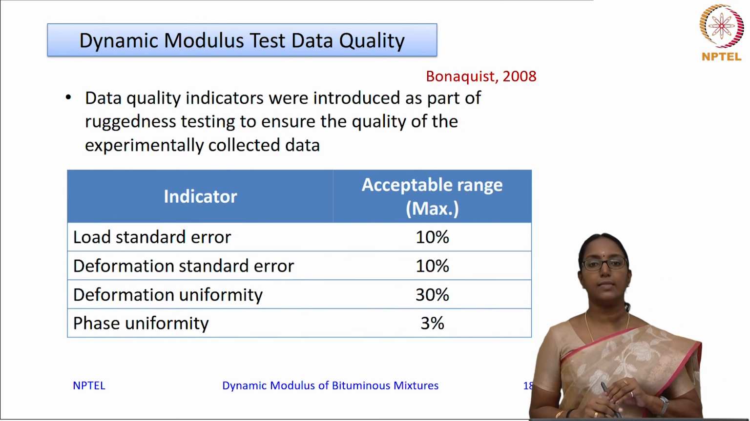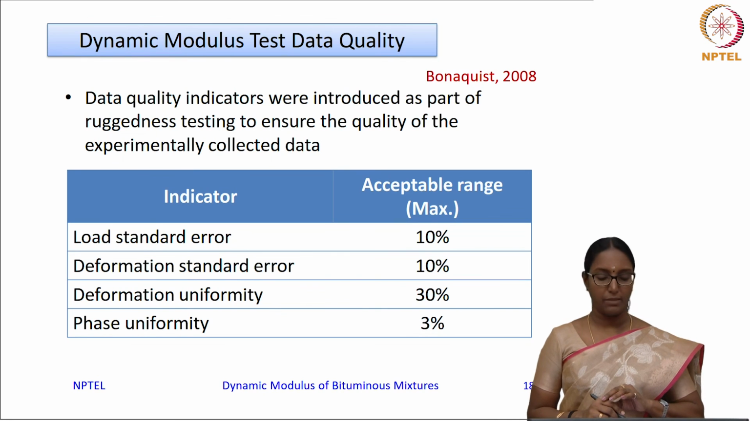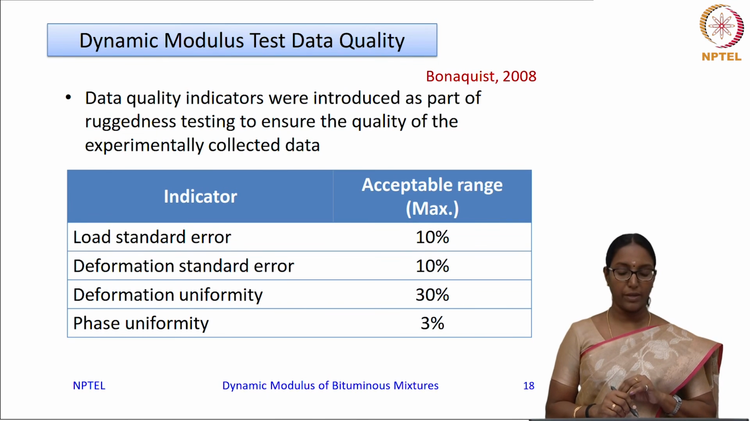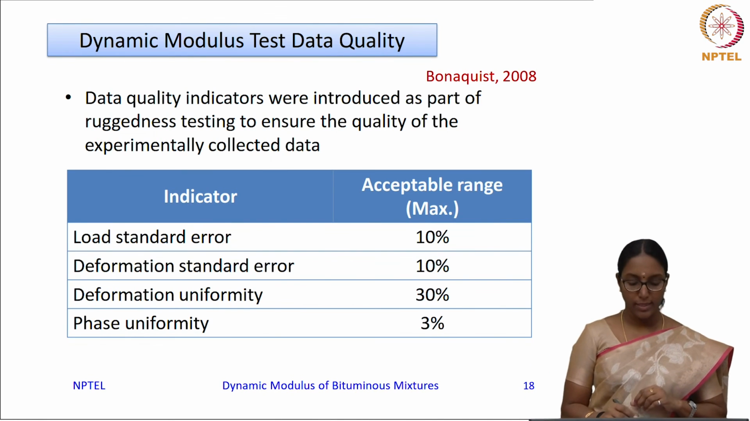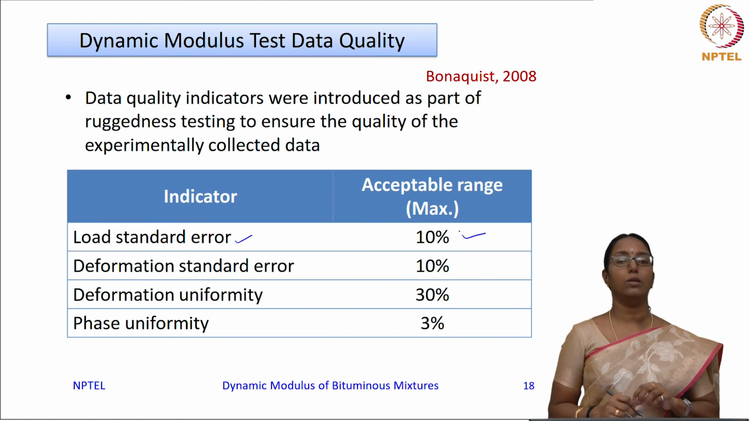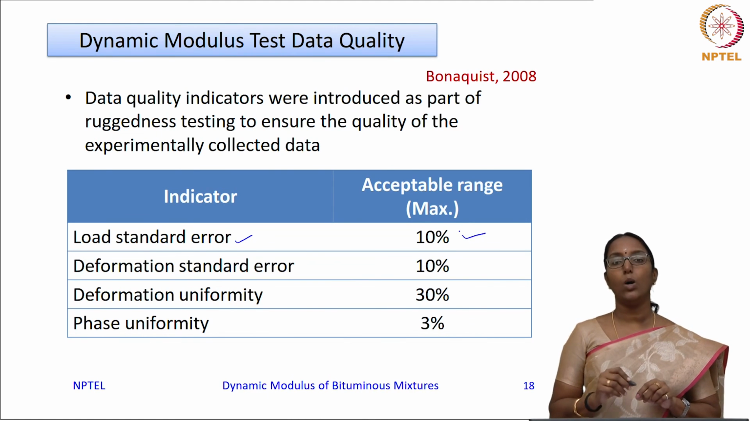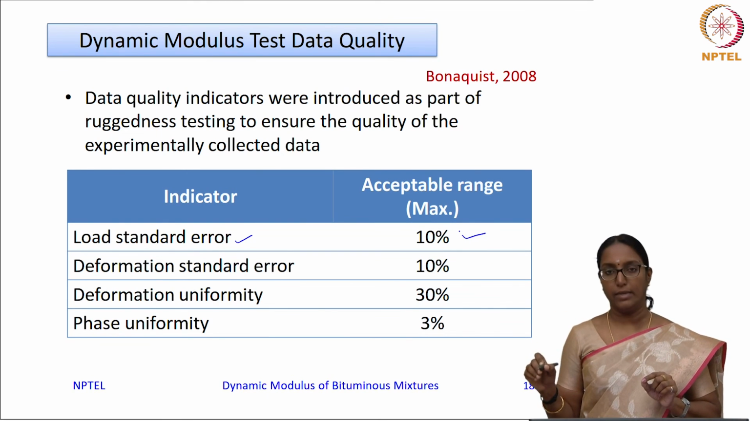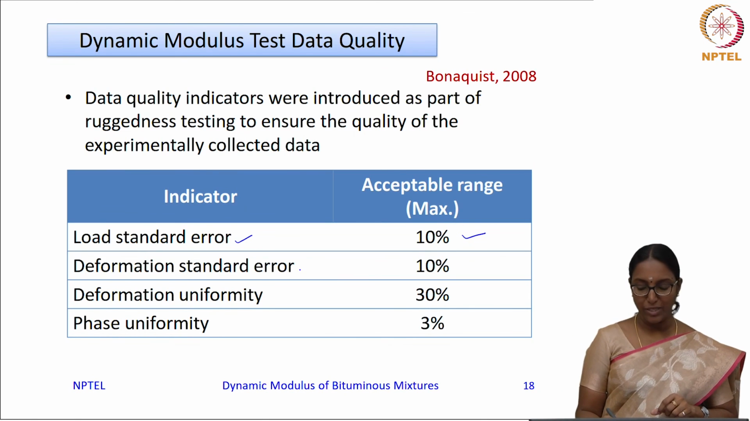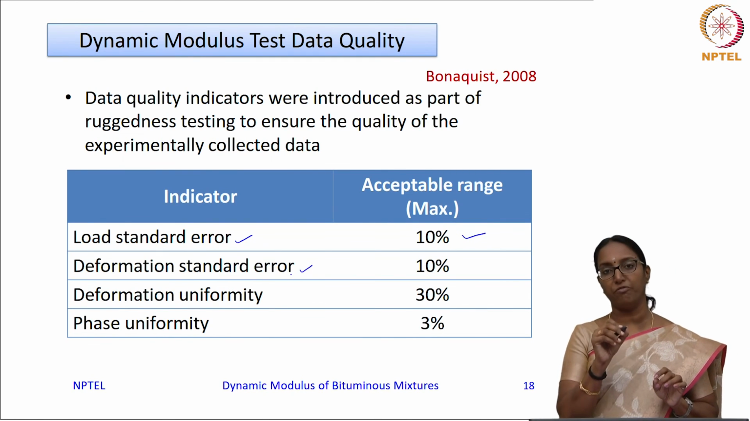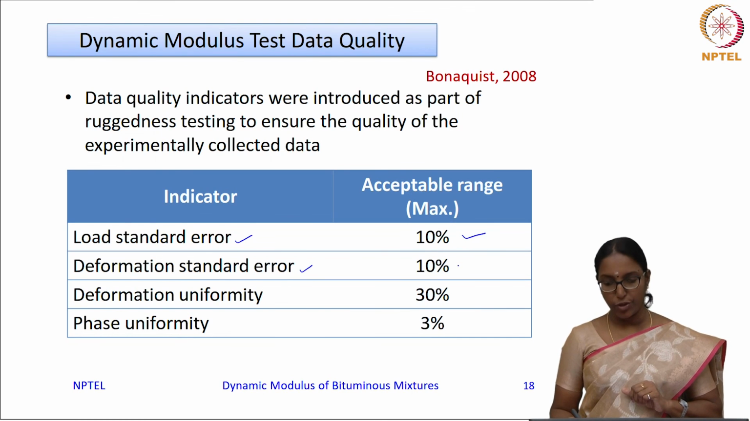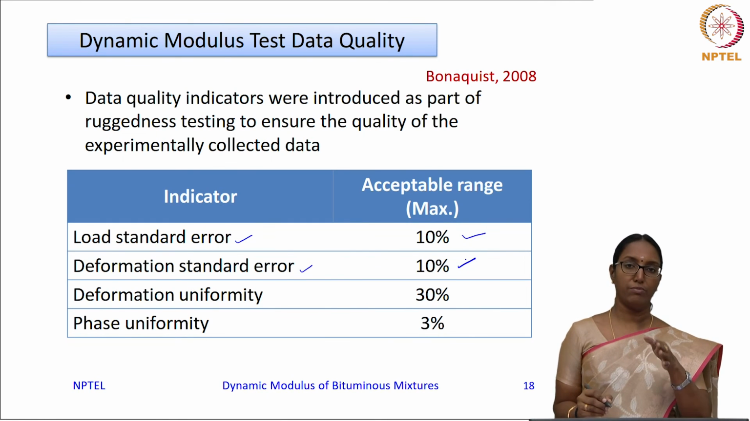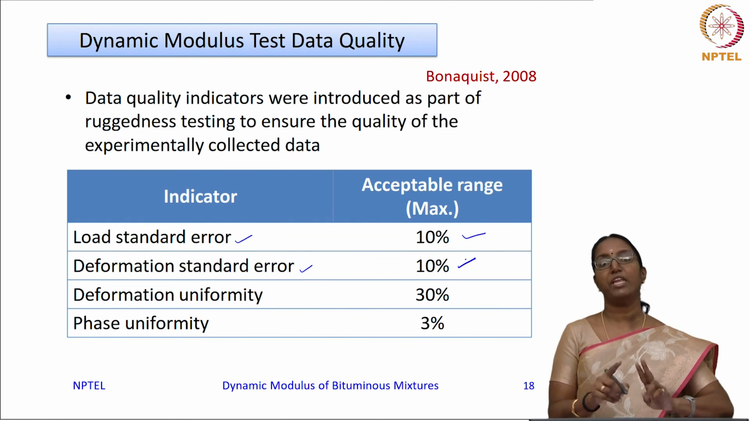Now, you normally test at least 2 or 3 samples for repeatability, and the data quality criterion mentioned in the NCHRP report is that you need to have a load standard error within 10%. When I say load standard error, this means how well your loading wave follows the Haversine pattern. Okay, that is the load standard error, and the deformation standard error is how well the deformation wave follows a Haversine pattern. It should also be well within 10%, and then comes the deformation uniformity, how the deformation measured between adjacent points varies from each other.